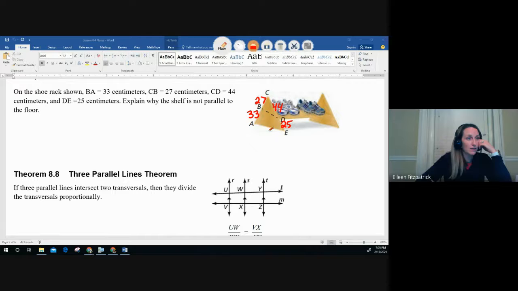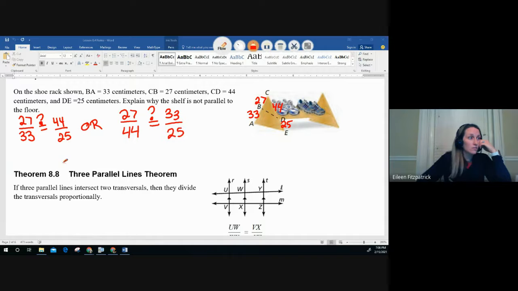We want to know, is the shelf parallel to the ground? Is DB parallel to AE? Well, it's only parallel if the sides are proportional, if they're cut proportionally. So is 27 over 33 proportional to 44 over 25? Or you could also check, is 27 over 44 proportional to 33 over 25?